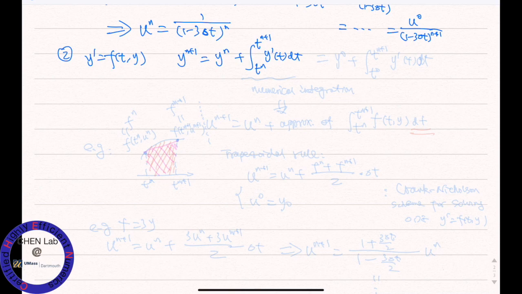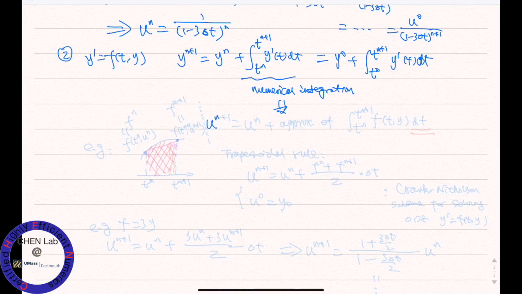Of course, this can be written in many other ways, right? This is also equal to y0 plus the integral from time 0 to time t_{n+1} of y prime(t) dt. This is true. This is the integral form of the ODE. So then, if we have a numerical integration, if we replace this by numerical integration, then we're going to get the approximation to y.